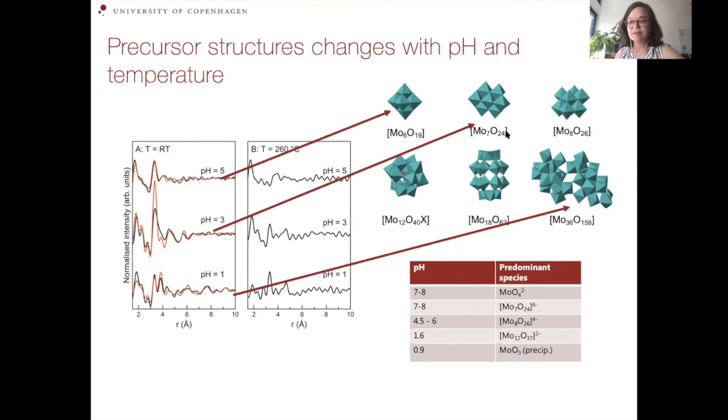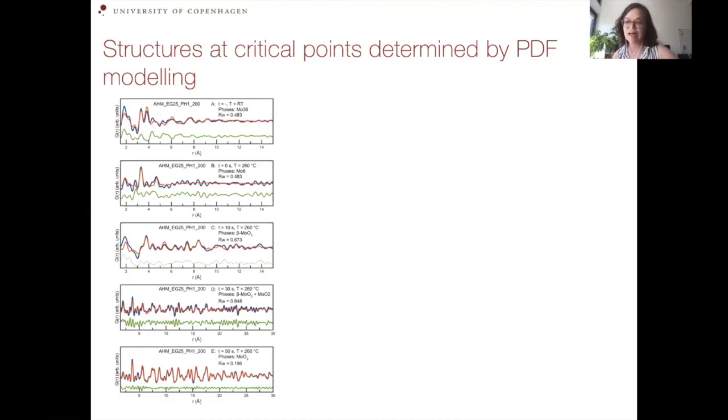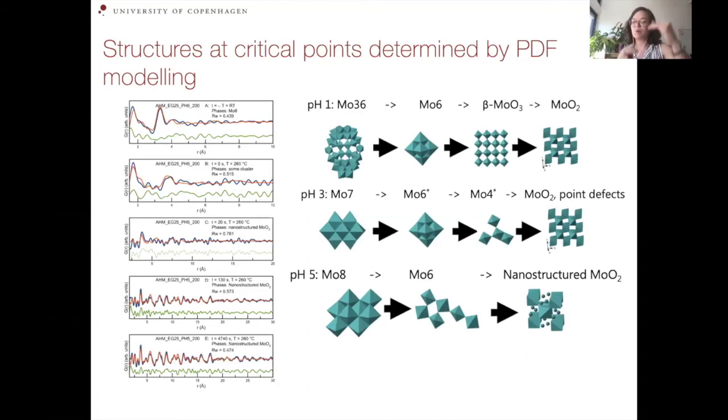When we start turning on the heating, as we'll see, a lot of this order breaks down. But it's the same idea: we can take specific times during the synthesis and model the PDFs with known polyoxometalate clusters, as we have here. So here is pH 1, pH 3, pH 5, where we take the known clusters and fit them to the PDFs, and we try to fingerprint which clusters are present at different steps during the synthesis. At pH 1, we learned that we go from a fairly large cluster to a smaller structure, but still a molybdenum 6 cluster, then actually forming a MoO3 structure before we form the rutile structures we were expecting in the end.